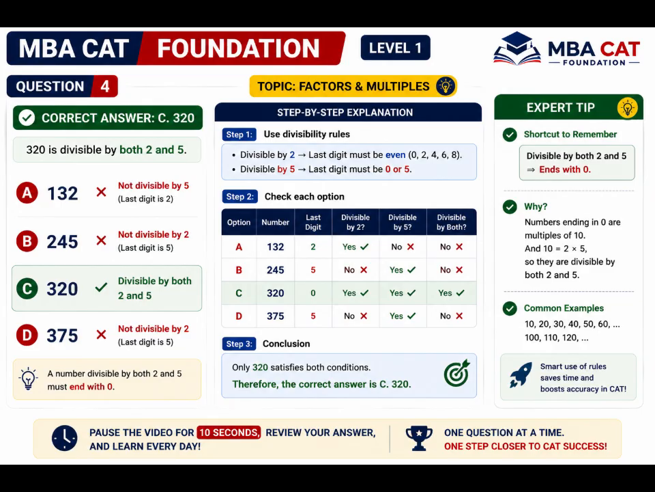Expert tip. Here's a quick CAT shortcut. If a number is divisible by both 2 and 5, it is automatically divisible by 10. So, instead of checking two separate rules, simply look at the last digit. If the number ends in 0, it is divisible by 10, and therefore by both 2 and 5. This simple observation can save valuable time during the CAT examination. Excellent work. Let's move on to the final question in this practice set.